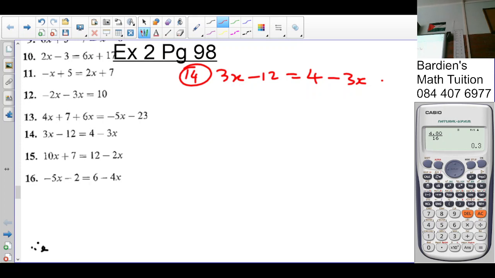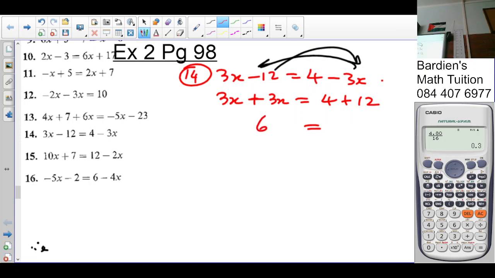Behind Farah? 8 over 3. That's correct. Yes, carry on. What did you do? You got that side? That side is? So 3x is equal to? 3x plus 3x is equal to? 4 plus 2.